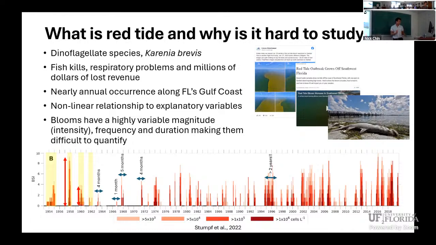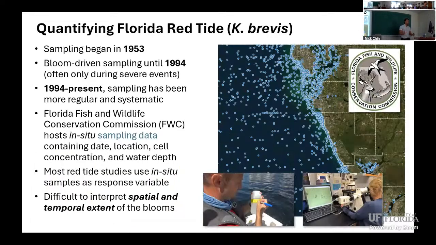They actually use in situ data from the Florida Fish and Wildlife Conservation Commission, and they began sampling in 1953. However, it became more systematic in 1994. Before then, it was more event-driven, so those samples are biased towards more severe events.